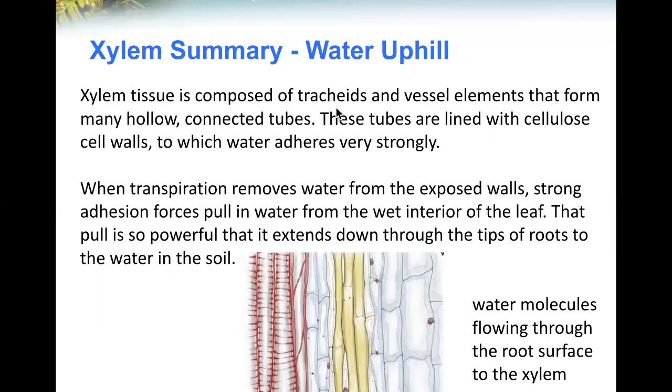Xylem tissue is composed of tracheids and vessel elements that form many hollow connected tubes. These tubes are lined with cellulose cell walls to which water adheres very strongly. When transpiration removes water from the exposed wall, strong adhesion forces pull in water from the wet interior of the leaf. That pull is so powerful that it extends down to the tips of the roots to the water in the soil. So water molecules flow in through the root surface to the xylem.